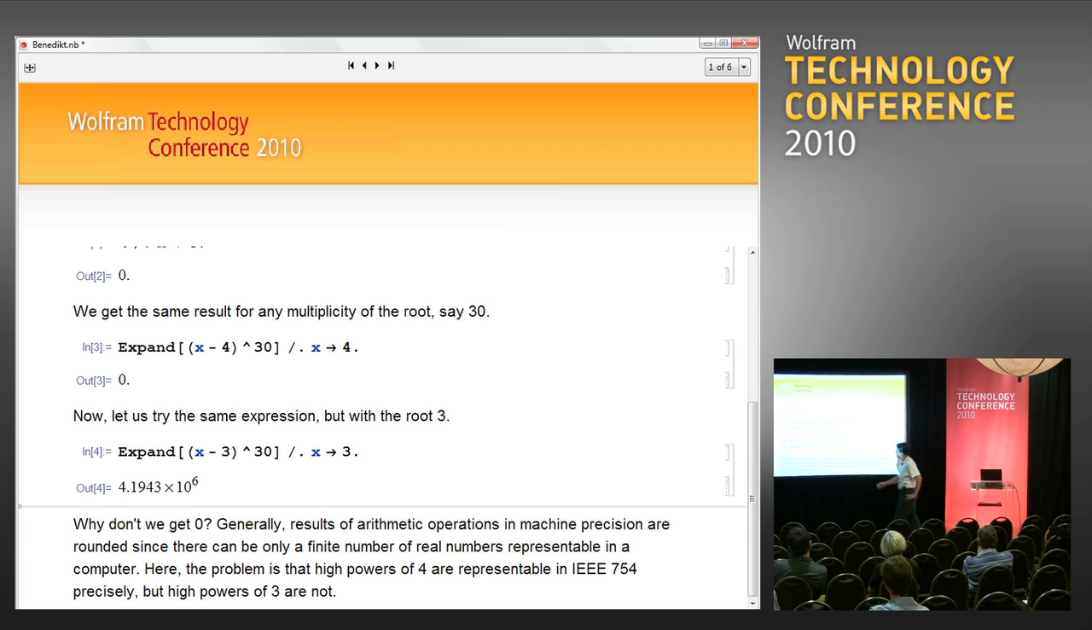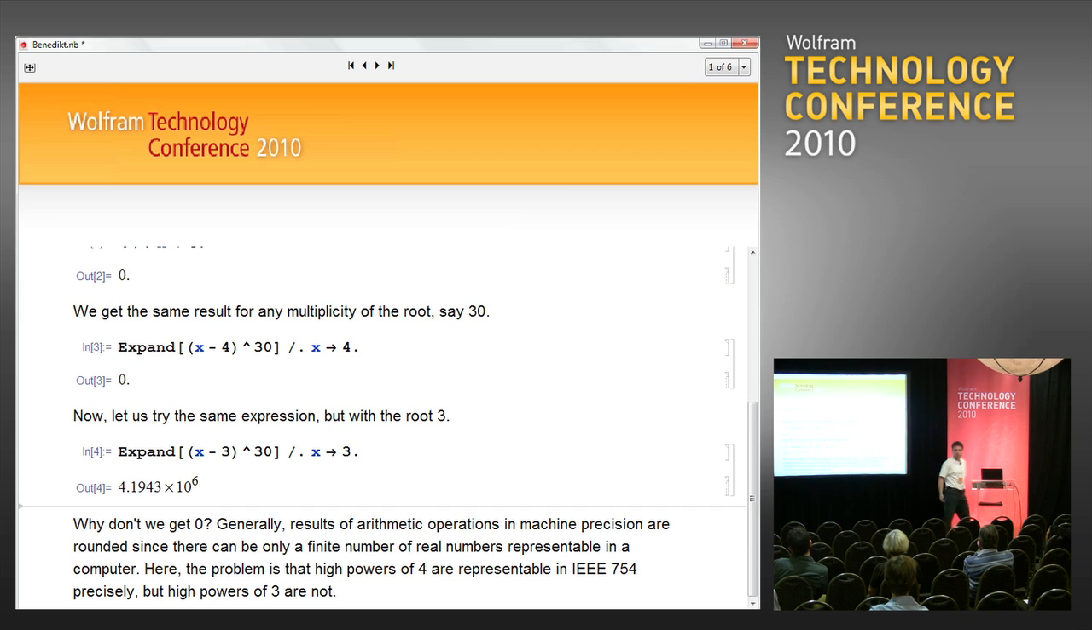And the reason is that I use computation in machine precision, in double precision, so some 16 digits. And this is caused by some rounding errors. And moreover, the question is why it works with 4 and it doesn't work with 3.